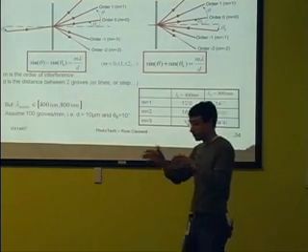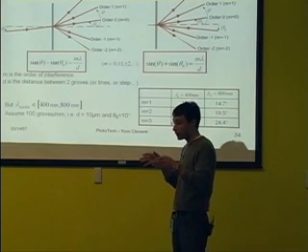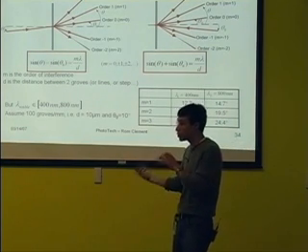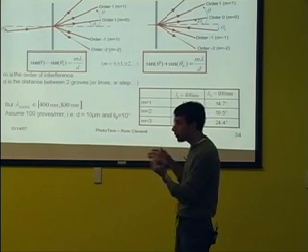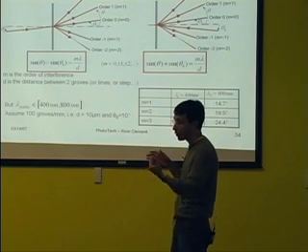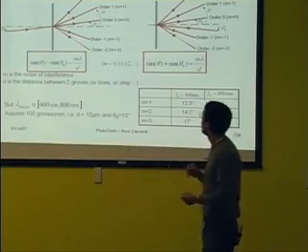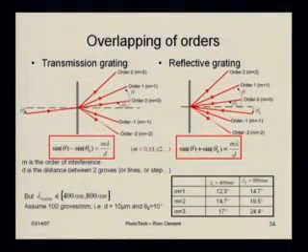But the phenomenon is completely symmetrical. So if I'm just going back to my order 0 and moving by another angle, but on the left side, I will see my order -1 and order -2 as well. And the same phenomenon is occurring for the reflective gratings. So this is the simple case where I'm looking at a source which has one wavelength.